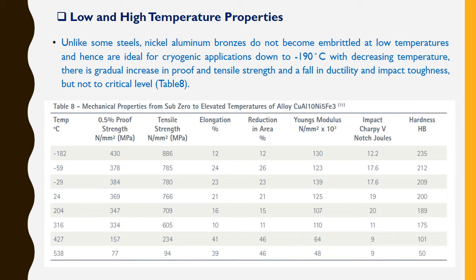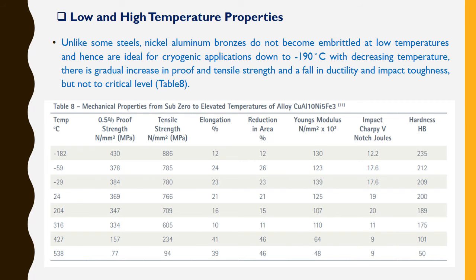Low and high temperature properties. Unlike some steels, nickel aluminum bronze does not become brittle at low temperature and hence is ideal for cryogenic applications down to -190 degrees Celsius. With decreasing temperature, there is a gradual increase in proof and tensile strength and a fall in ductility and impact toughness, but not to a critical level.